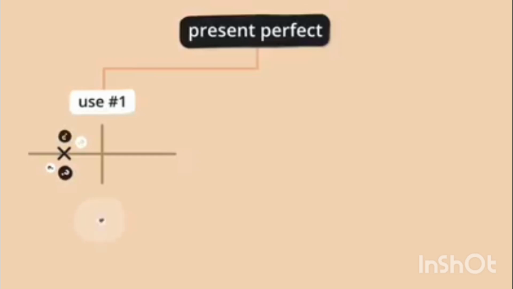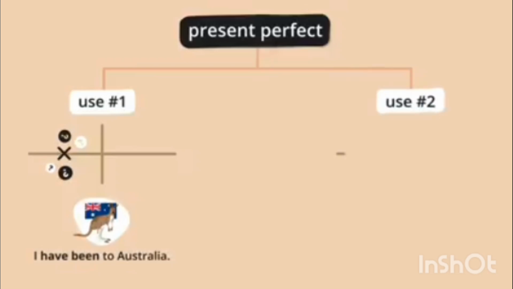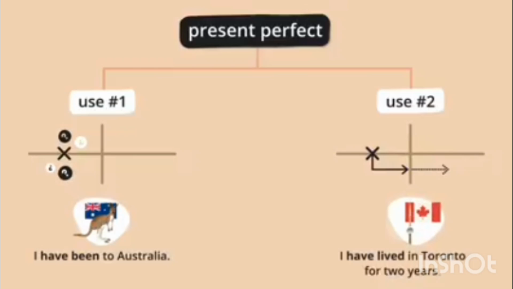For example, I have been to Australia. The present perfect can also show a continued action. It shows an action that started in the past and continued to the present. For example, I have lived in Toronto for 2 years.